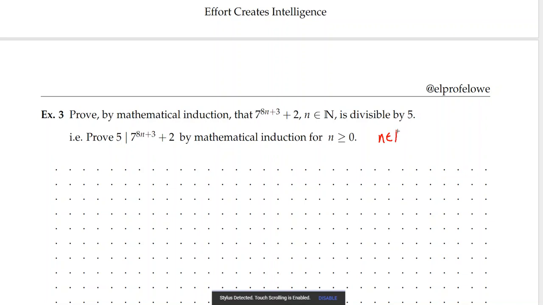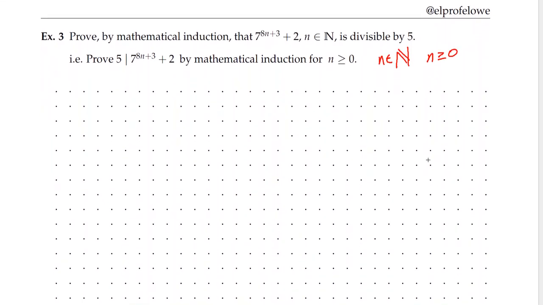For our purposes, our natural numbers, you might write it like this also, are going to be greater than or equal to 0. In many American universities, natural numbers will start at 1, so you want to be careful about how you define things. For our purposes, natural numbers are greater than or equal to 0. So let's do this work.